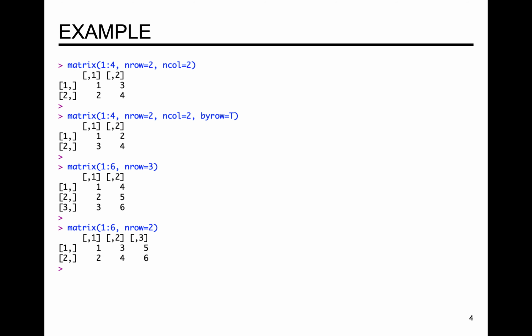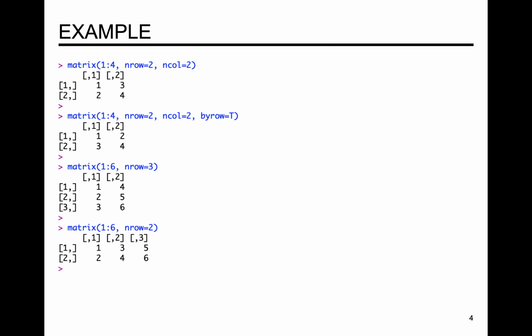Let's look at some examples. In the first example, I type matrix(1:4, nrow = 2, ncol = 2). This is going to create a 2 by 2 matrix, 2 rows, 2 columns, and take the elements 1, 2, 3, 4 and lay them out along the columns.